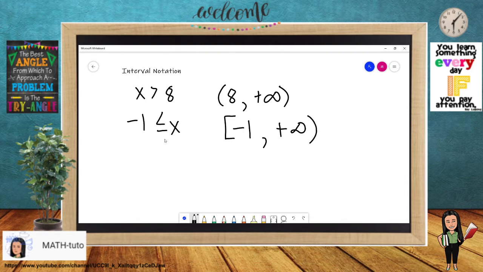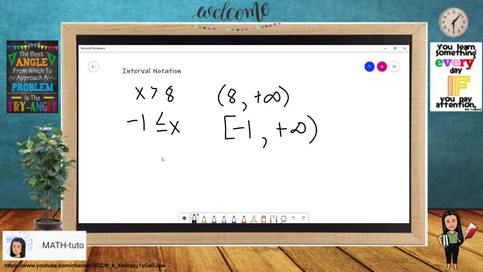Kasi x includes all the values that are greater than negative 1, sorry. Because, again, negative 1 is less than or equal to x. Okay? Let's have the third one.